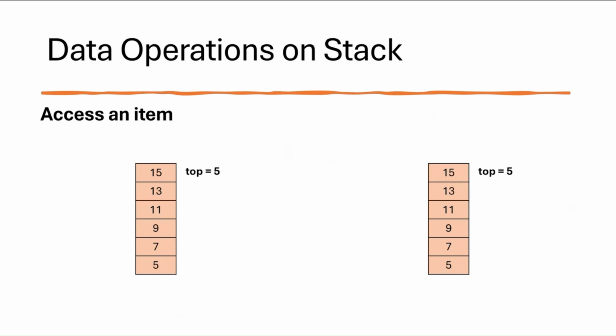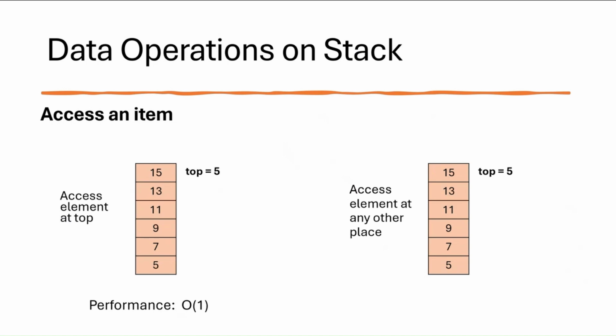Now access an item. If you want to access the element at the top, it is very fast. It is a performance of O of 1, because the stack library exposes the function to access the top element without removing it. Now, if you want to access the element at any other place, it is O of n, because even though internally stack is implemented by array, it is not exposed to us in a library which we use in programming languages.